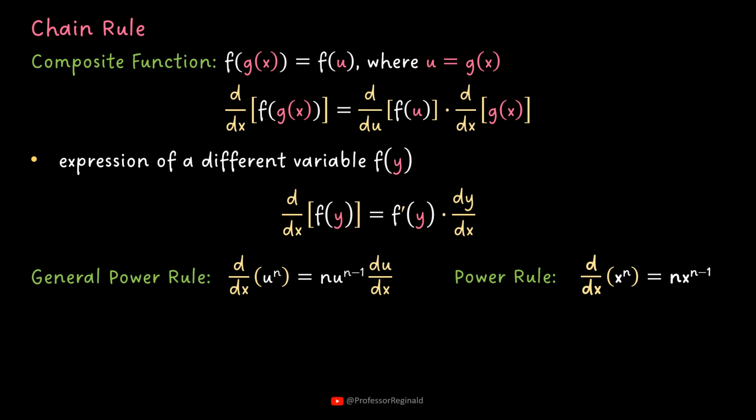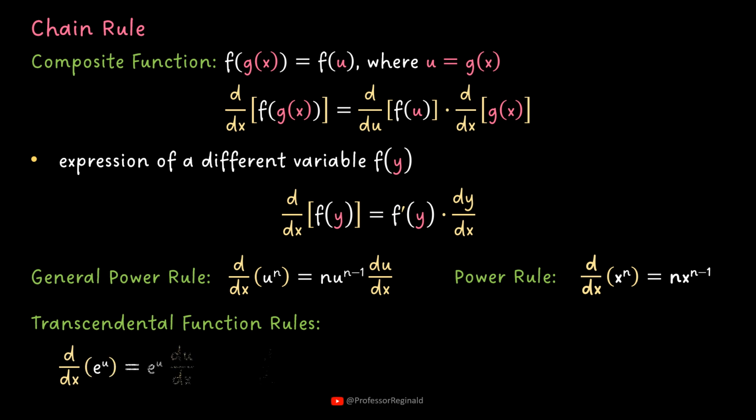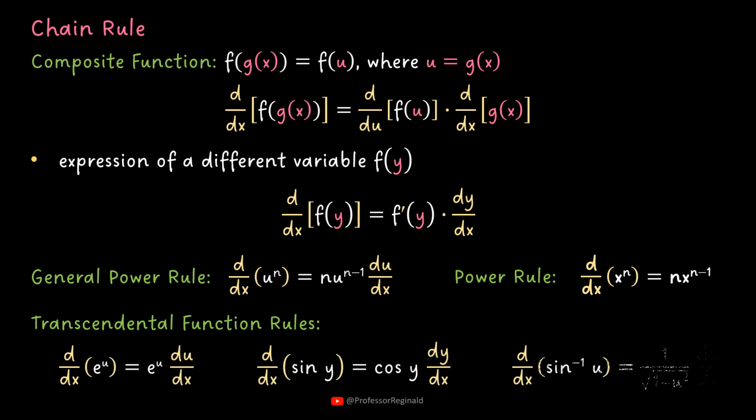For composite functions or expressions of a different variable involving transcendental functions, please refer to the following example rules. The derivative is found by getting the derivative of the transcendental function, or the outer function, multiplied by the derivative of the argument or the inner function.